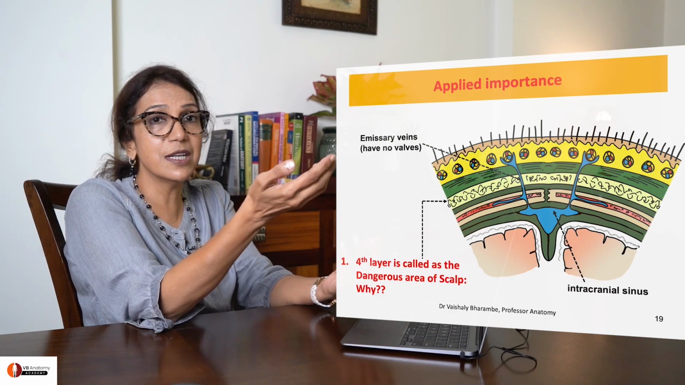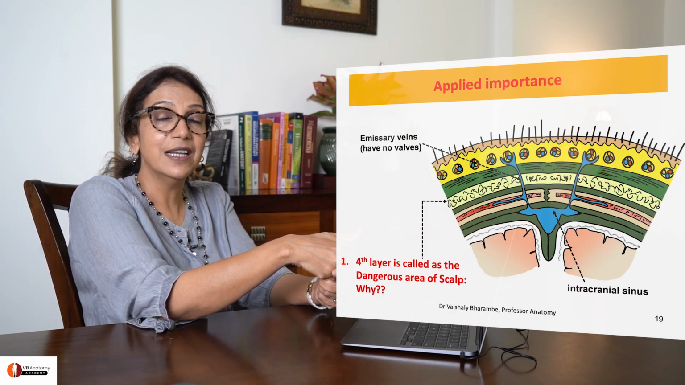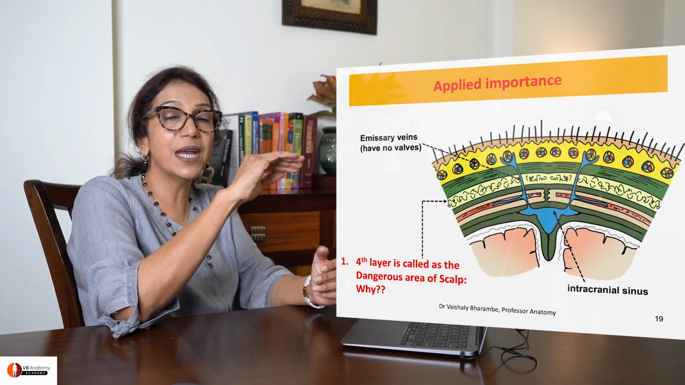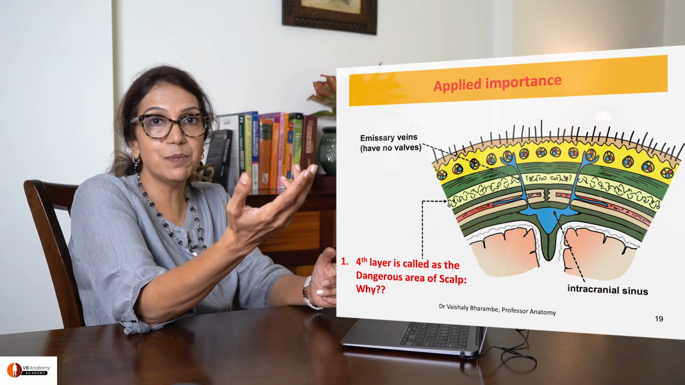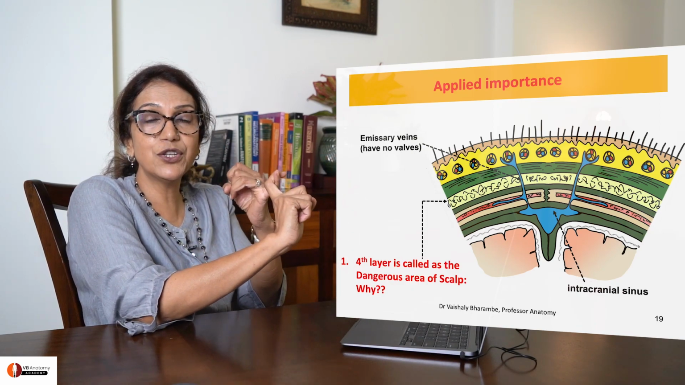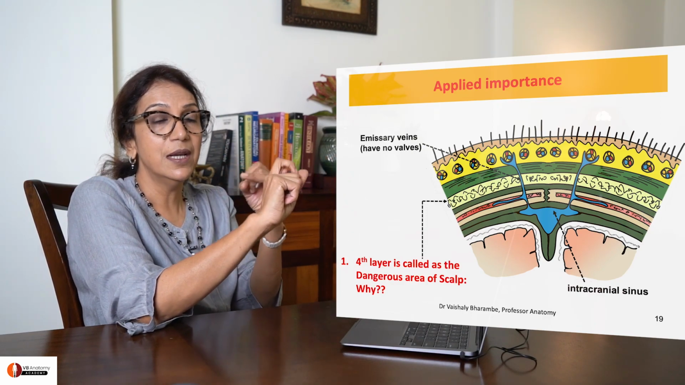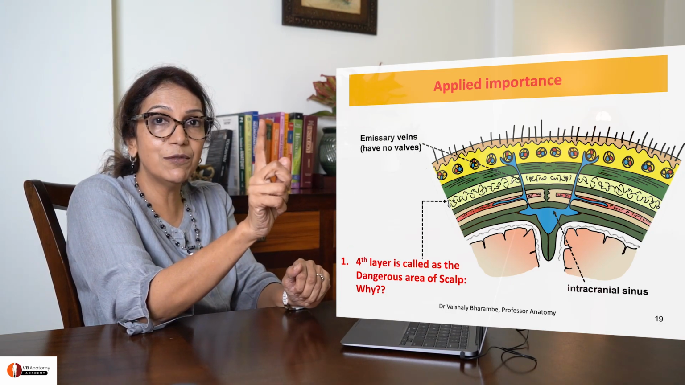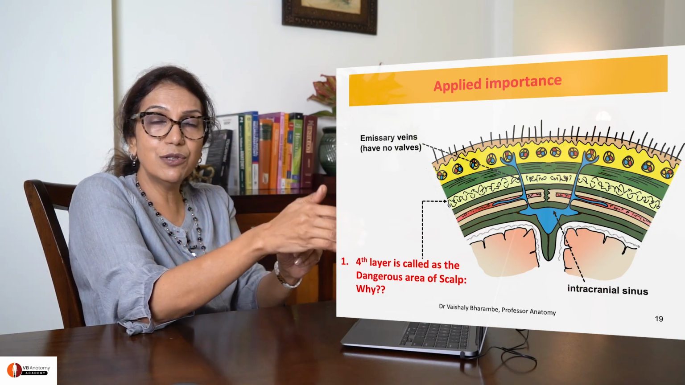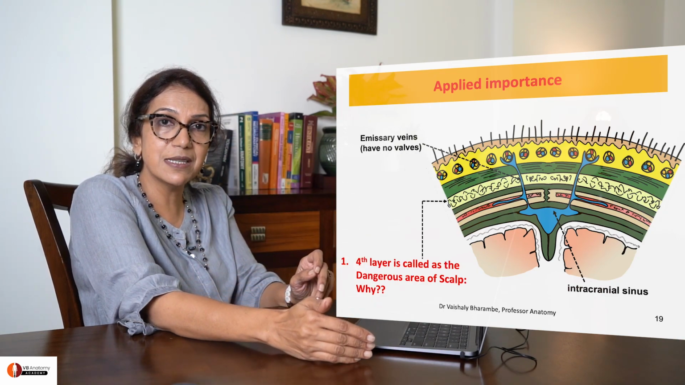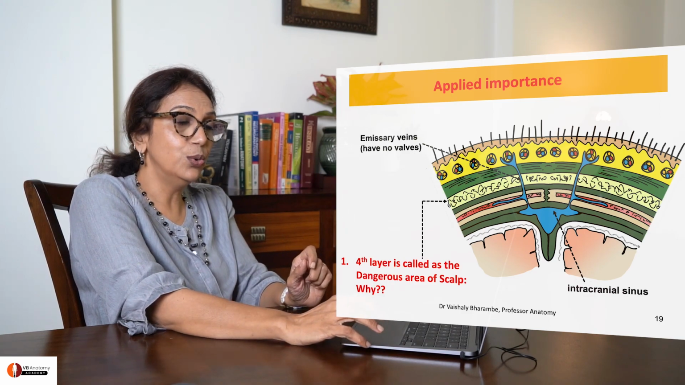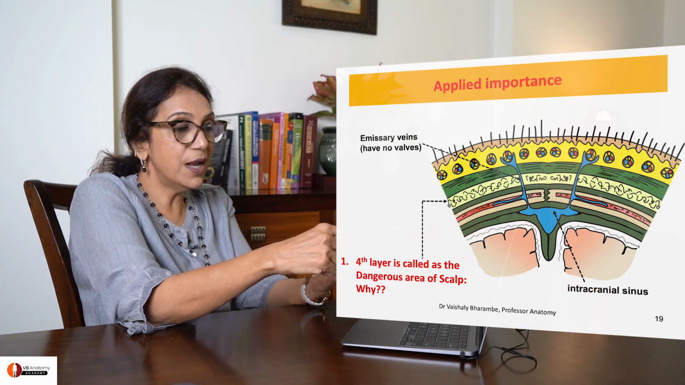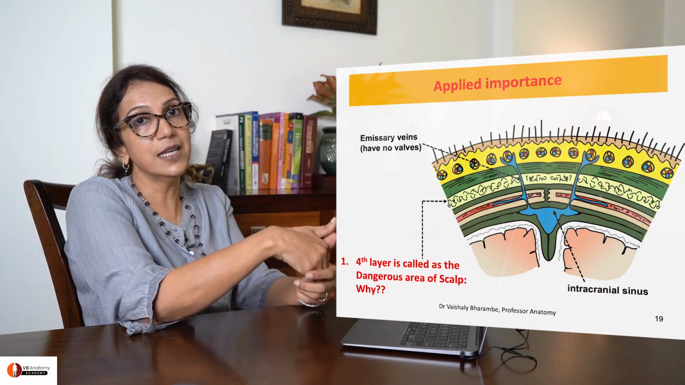Why is it dangerous? It's just a potential space, isn't it? So understand that when there are infections, the infections begin to get collected in this potential space. Now what does the valveless emissary vein do? Remember, emissary veins have no valves. They begin to pass through this loose areolar tissue space, connecting this space to the diploic veins in the skull bone and to the intracranial sinus inside the cranial cavity.